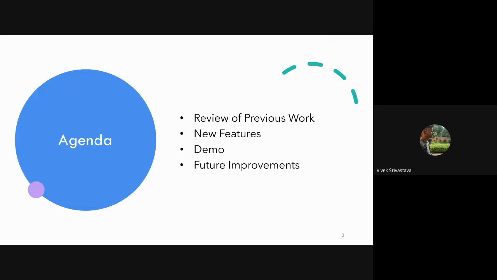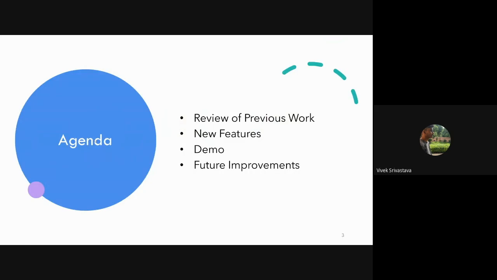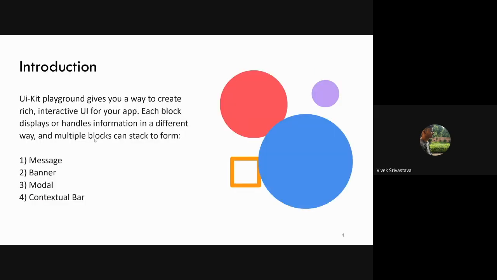First, we will look at the previous work that was done last year. This project is basically like we already have a playground, and we have added new features in the previous playground. So we will look at the previous work, then new features that were added, then we will go to the demo and then future improvements.